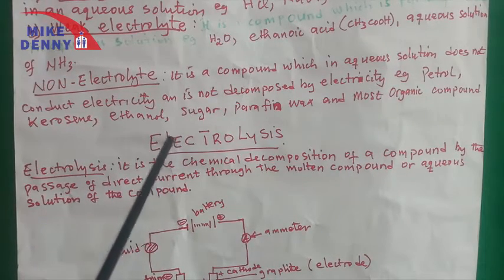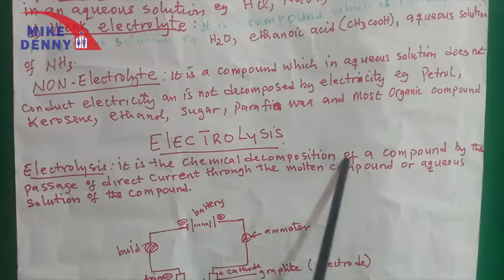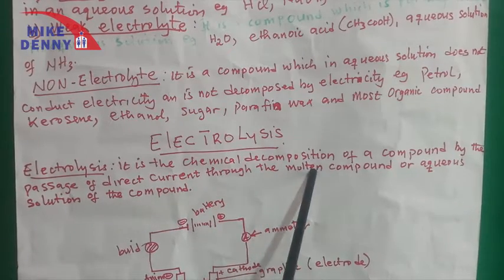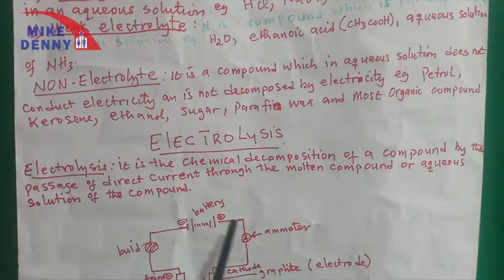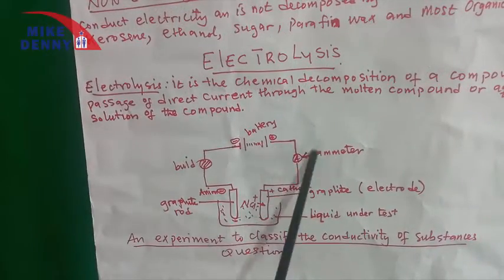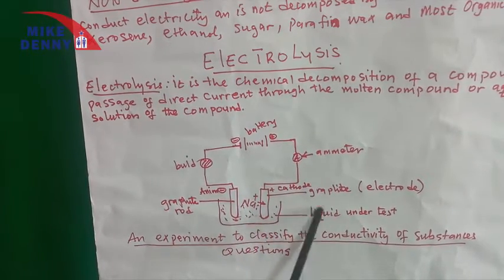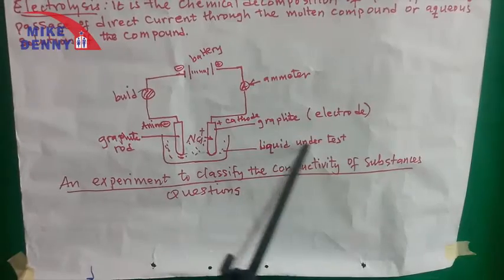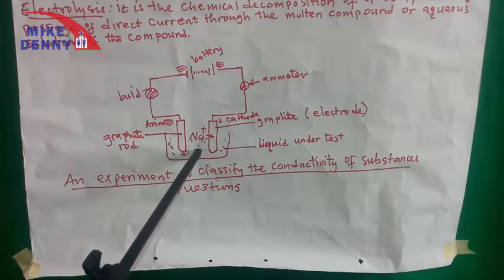Now we're going to talk of electrolysis. Electrolysis is a chemical decomposition of a compound by the passage of direct current through the molten compound or aqueous solution of the compound. Now, we have this electrolytic cell, a good illustration of electrolysis. In this cell, we have a liquid under test, and this liquid under test is sodium chloride, and we said it is an electrolyte.